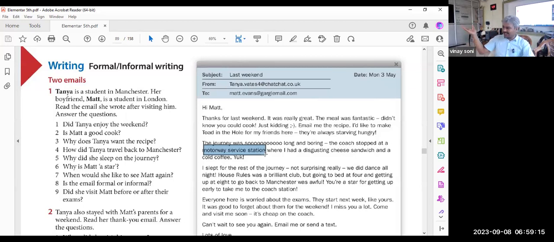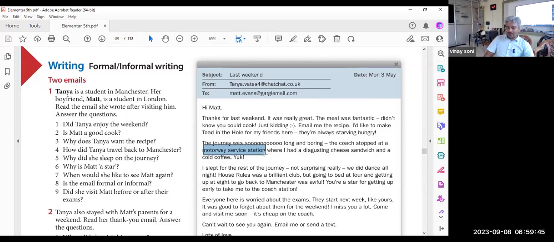You see this in India as well, okay? We call those places dhabas, okay? So the coach stopped at a motorway service station where I had a disgusting cheese sandwich. I had a disgusting cheese sandwich.